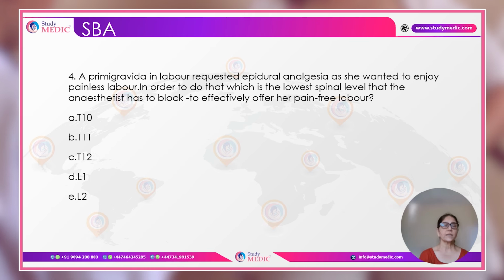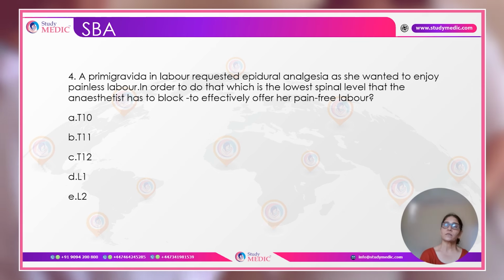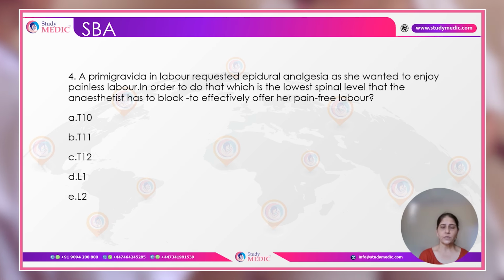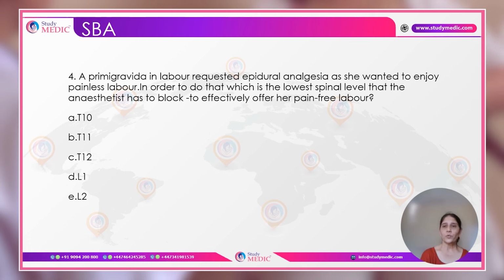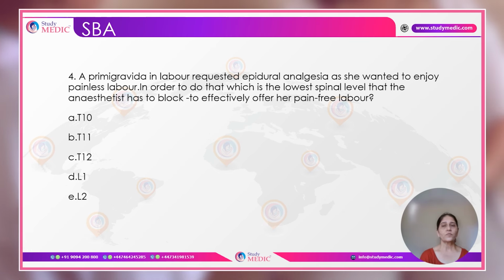Questions about labor analgesia are also something which is asked very frequently. So you have this primigravida who is in labor. She has requested an epidural analgesic because she wants to enjoy painless labor. So the question asked is, which is the lowest level? Like you see the anesthetists talking about, okay, I will go one level up or I will go one level lower. So which is the lowest spinal space that the anesthetist has to block so that this woman can enjoy painless labor?